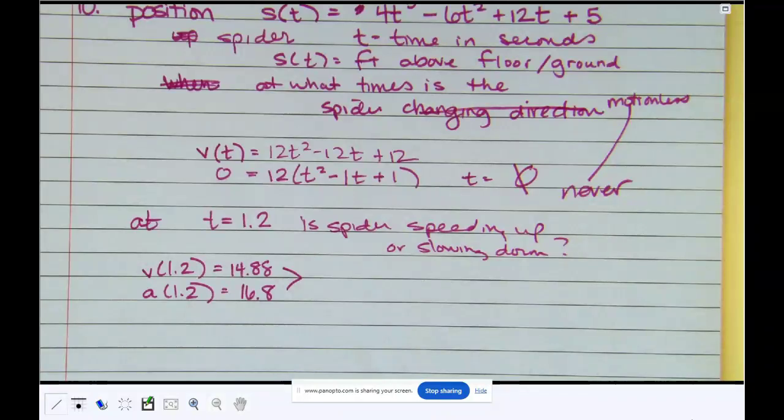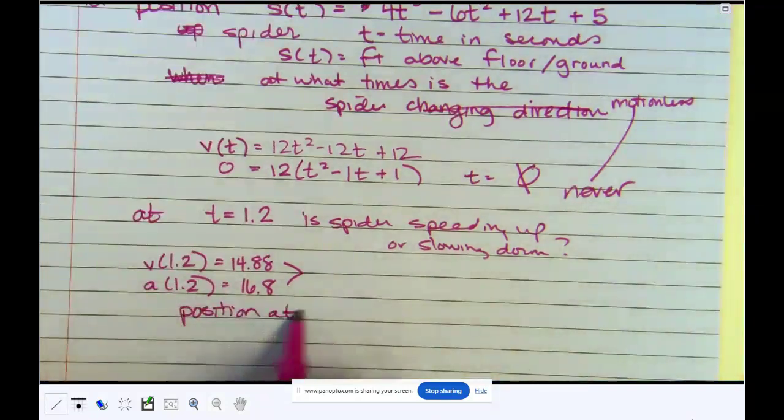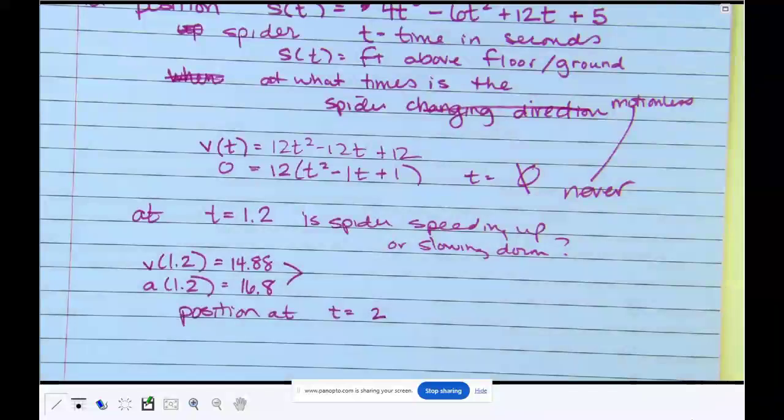So it's slowing down. What is the spider's position at t equals 2? Okay, what's the spider's position at 2 seconds?